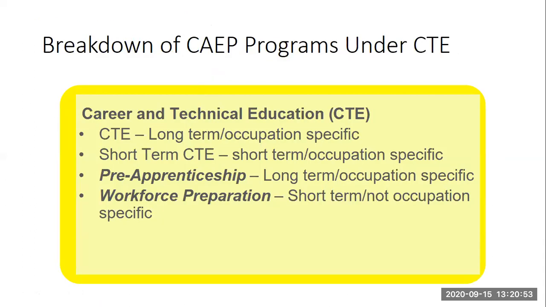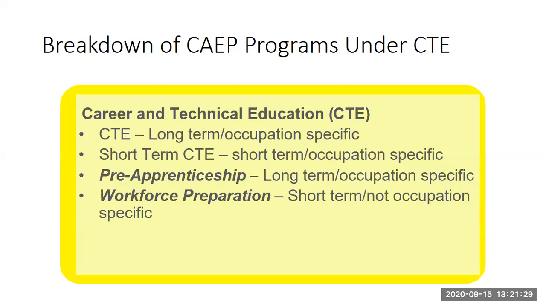Okay, I probably should have moved this a little bit earlier, so sorry this is a couple slides too late, but this is detailing CTE. This is that table that I just couldn't quite get right. But anyway, CTE is long-term and occupation-specific. Short-term CTE is obviously short-term and occupation-specific. Pre-apprenticeship like CTE is long-term and occupation-specific. Workforce prep is short-term and not occupation-specific. It's just looking at general workforce skills.